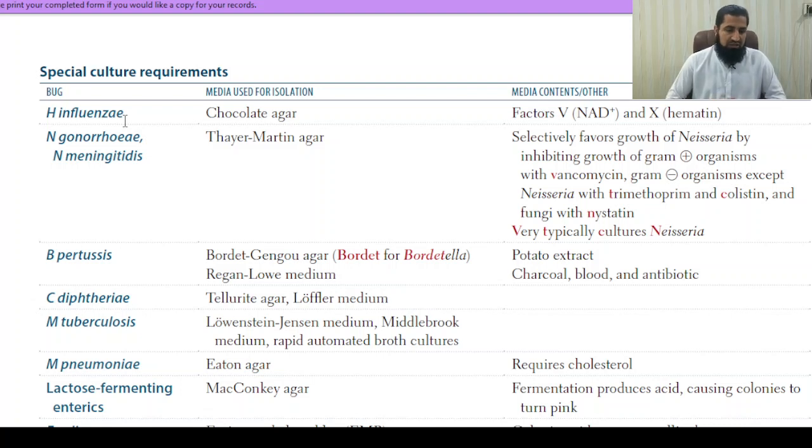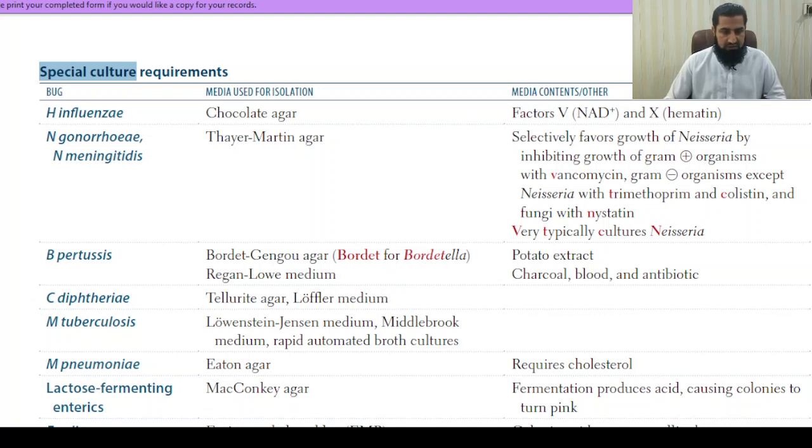Special culture: there are some bacteria which do not stain well, so these require special culture techniques. Following are the bugs which require special cultures. Number one is H. influenzae.